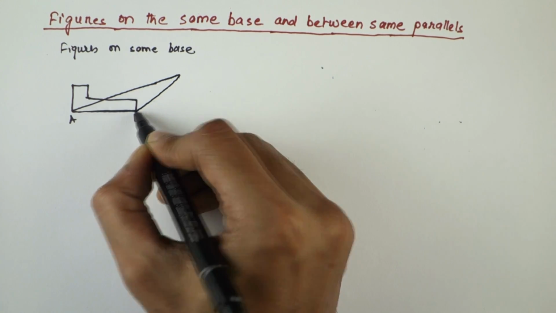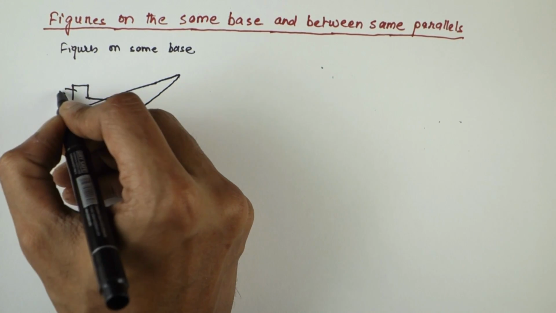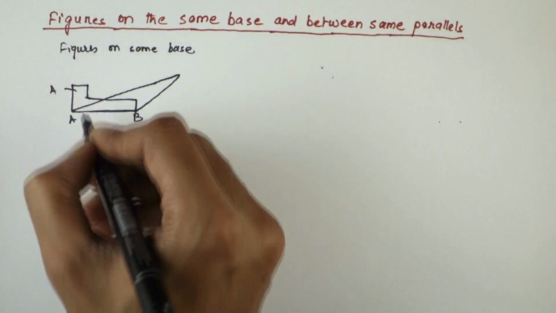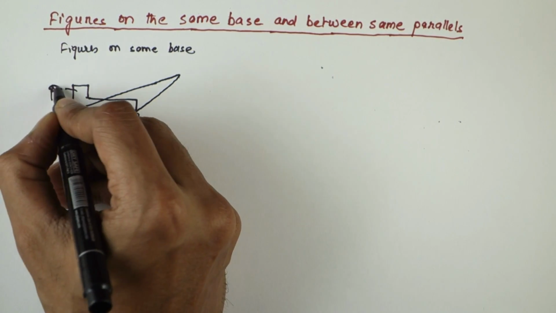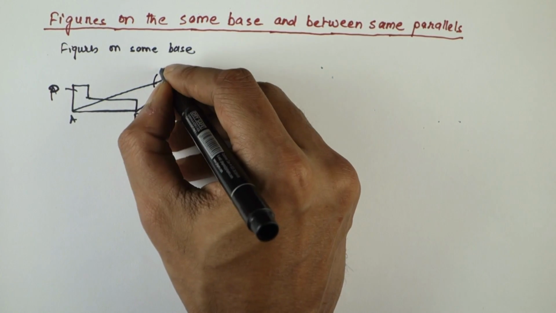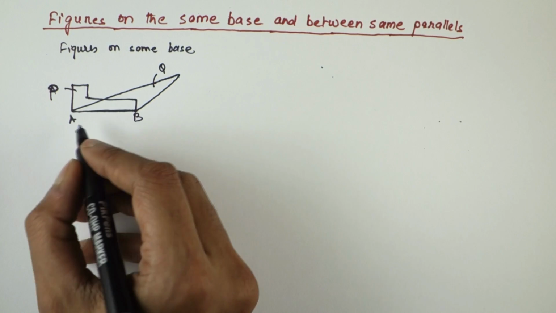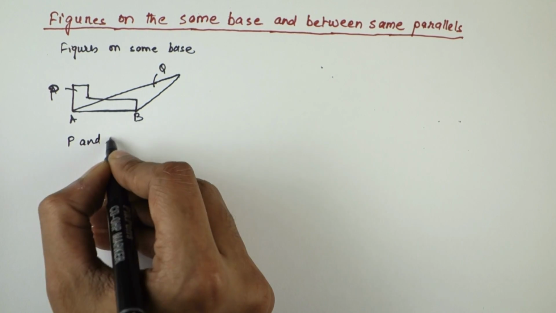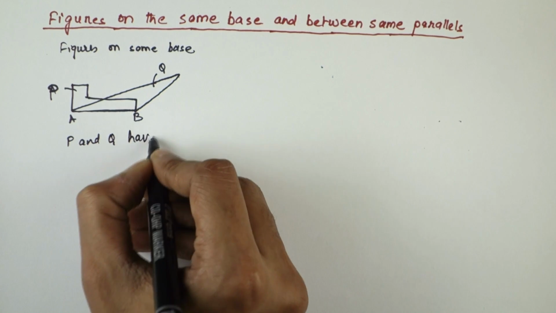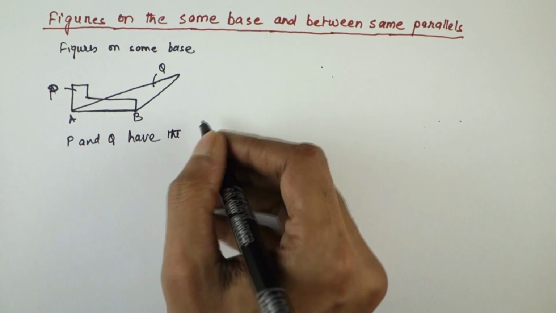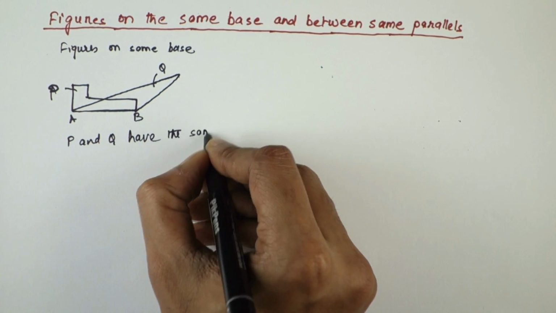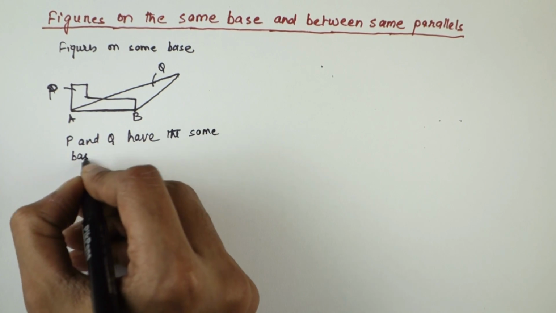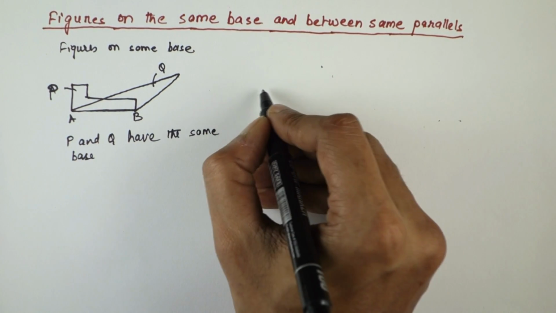Let's call this figure A, and we have used A already. So let's call this figure P, and let's call this figure Q. So P and Q have the same base. Here's another example for you.